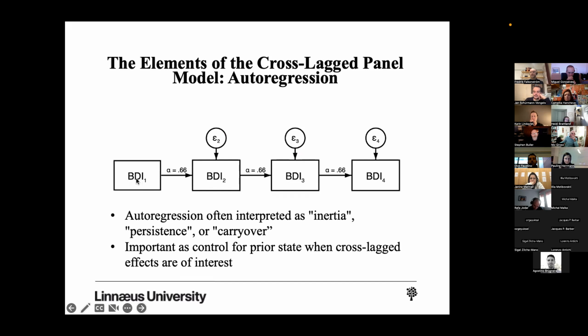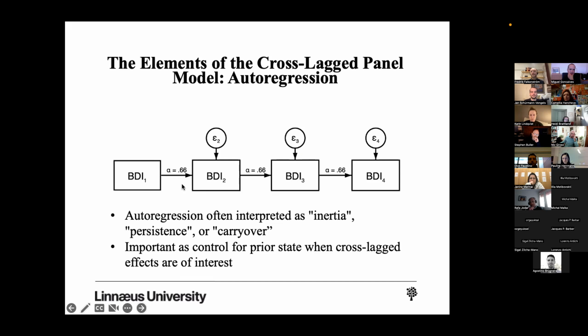So here we have the BDI, which is the depressive symptom severity, measured at sessions 1, 2, 3, 4, and so on. And we do believe, of course, that depression at one time point will not be completely unrelated, in the same person, to depression measured 1 week later. So it's likely that there's something in common. It's not random how people fluctuate in depressive symptoms from 1 week to the next. So this arrow is used to capture this persistence in depressive symptoms.